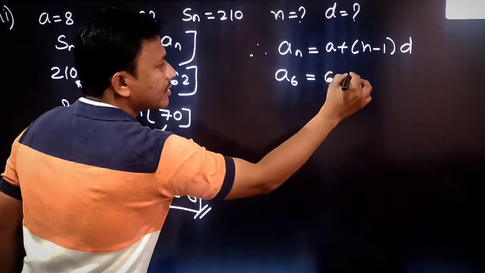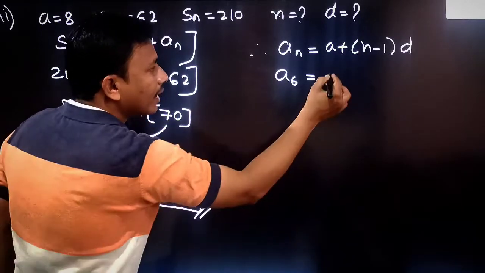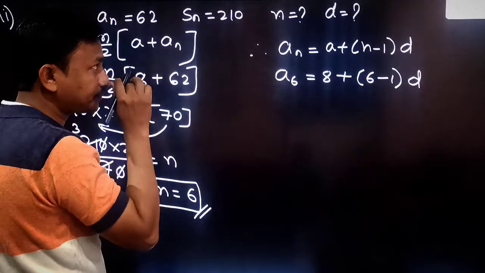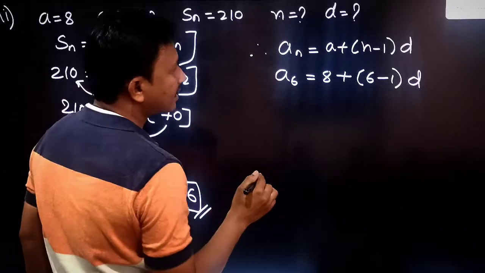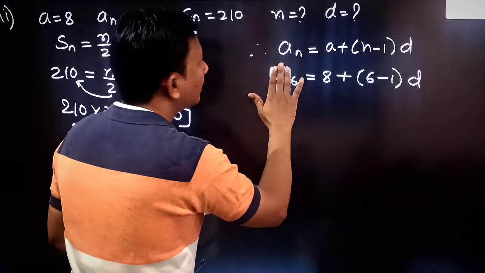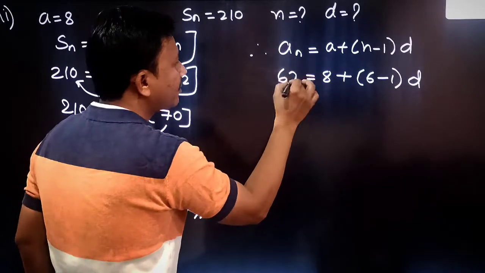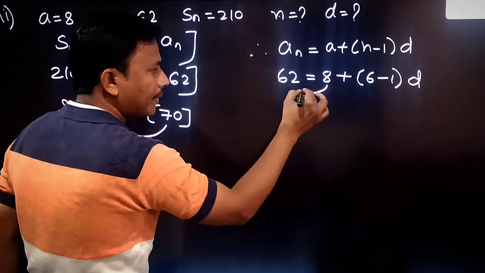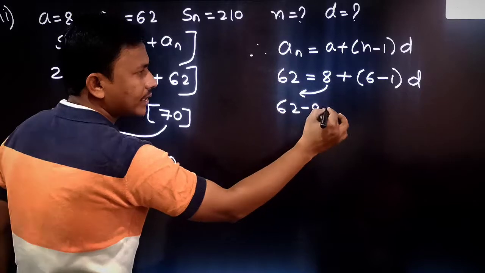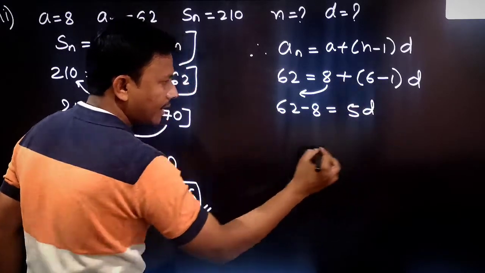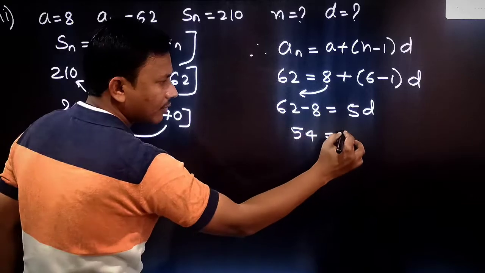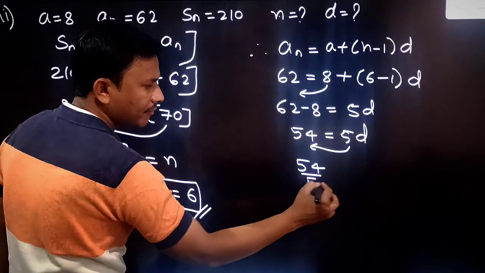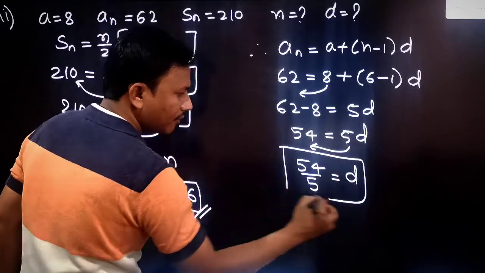A6 is equal to the a value 8 plus (6 minus 1) into d. What is a6? The an value for n equal to 6 is 62. So 62 is equal to 8 plus (6 minus 1) into d. Plus 8 will become minus: 62 minus 8 is equal to 5d. This is 54 is equal to 5 into d. Into 5 will become divide. 54 divided by 5 is equal to d. What is the value? 54 by 5.